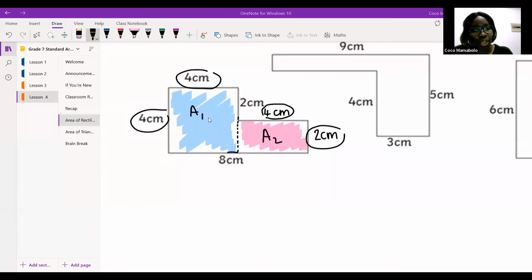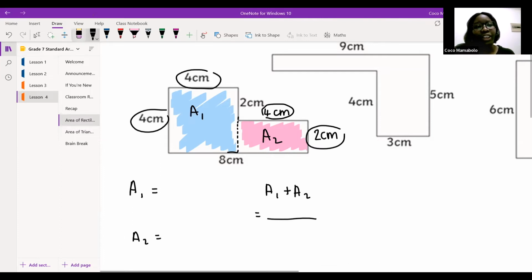So I'm going to go area 1 is equal to something, and area 2 is equal to something. And when I'm done, I'm going to go area 1 plus area 2 is going to equal something, because I'm going to add them together. Okay. I'm going to wait for everyone to tell me in the chat. Actually, I want you guys to give me the final answer. Give me the area of A1 plus A2 all together.